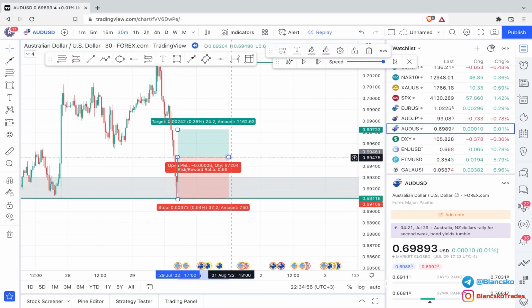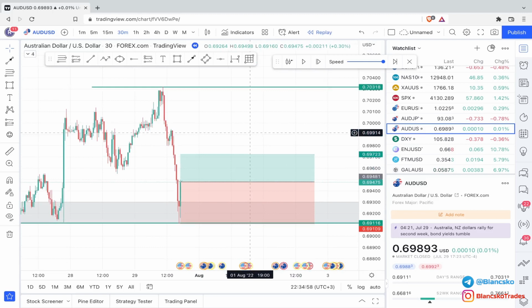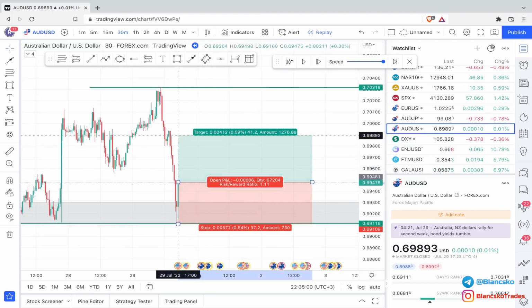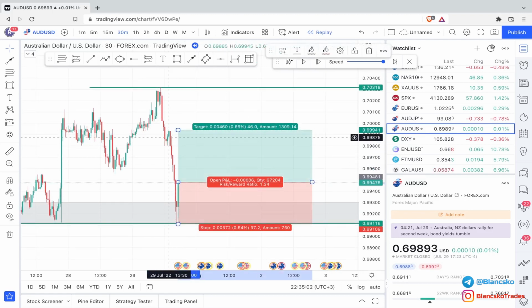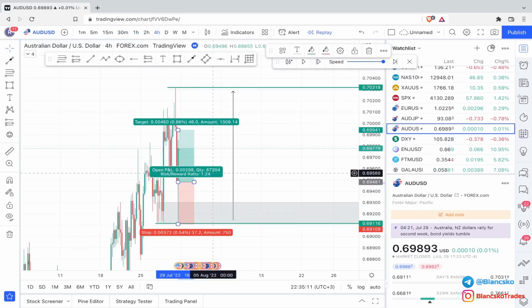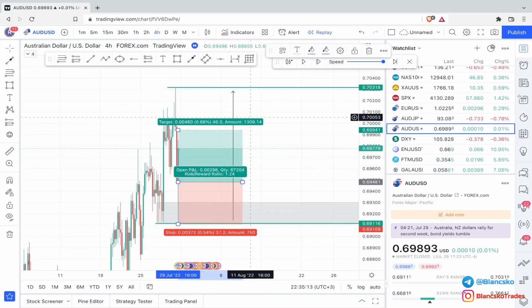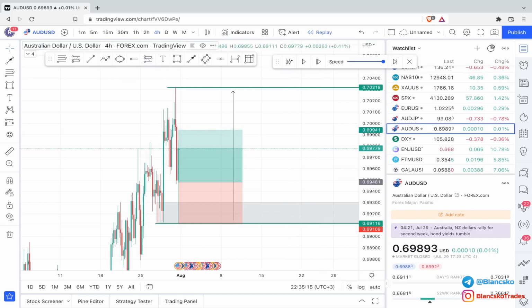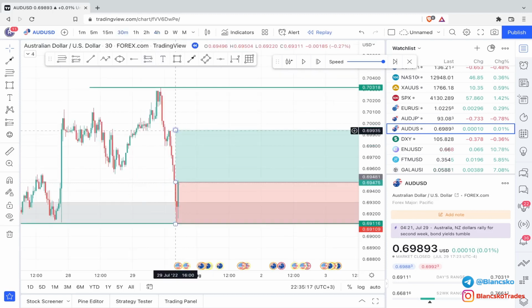And now take profit levels. That's totally up to you. You can be conservative and aim for this zone right here of resistance. You can go on the H1 or the H4 to choose your targets. That's really up to you. But let's say for some reason you decide to be conservative and you only aim for this resistance right here.